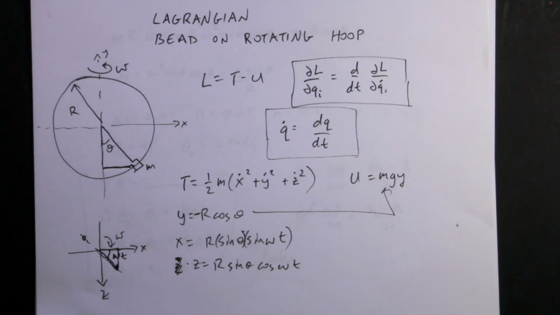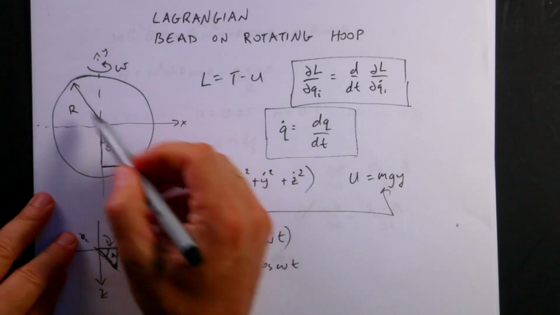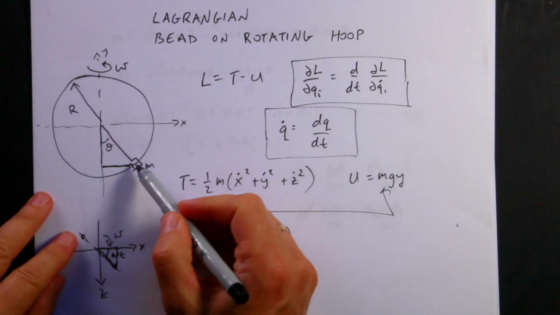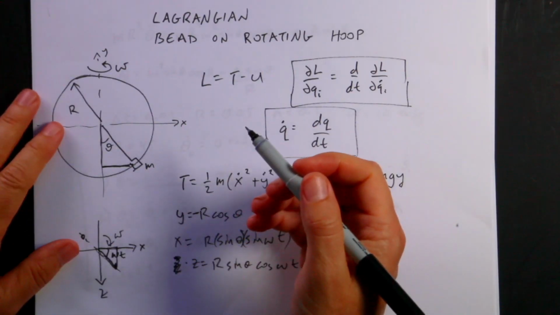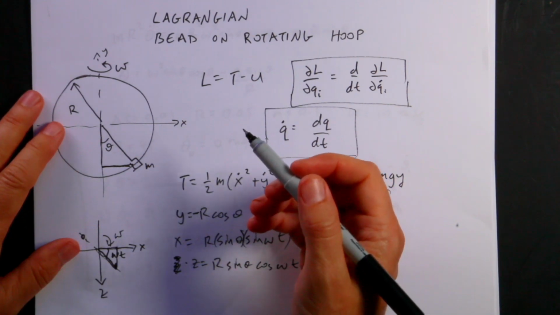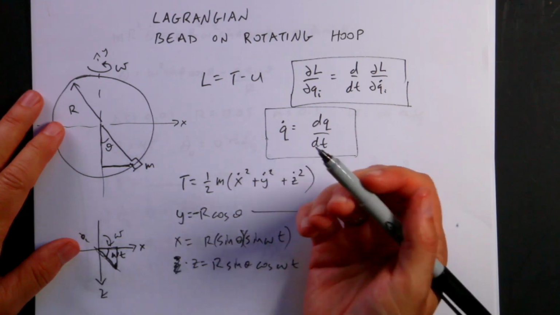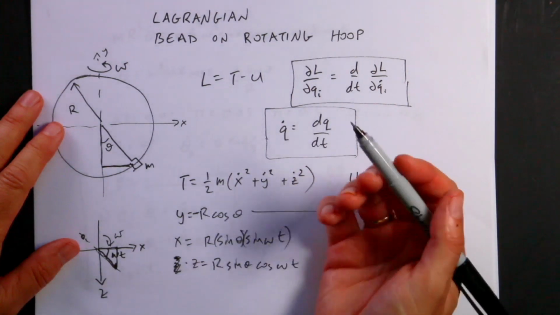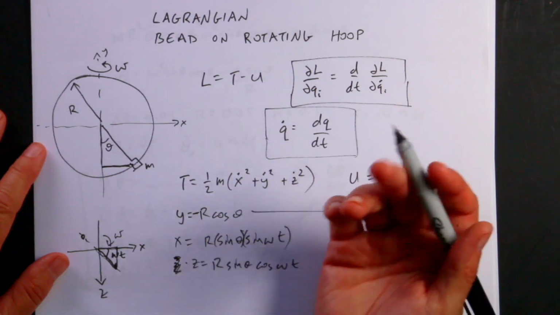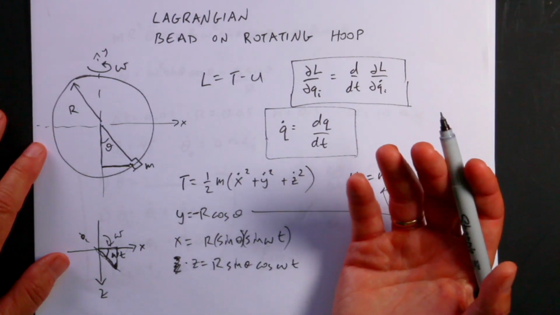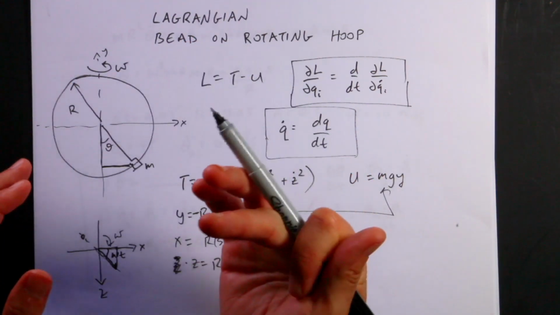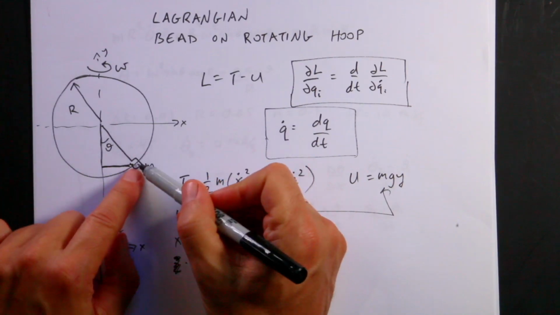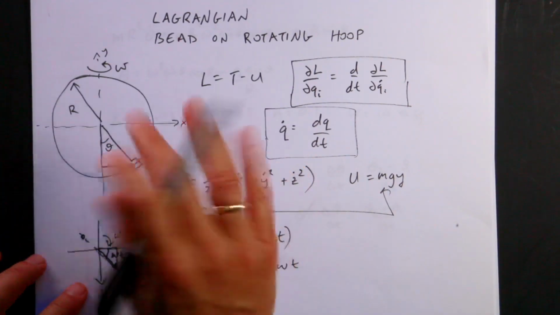Okay, so here's the situation. I have this hoop and I have a bead. Now, in this case, how do you solve a problem like this? You can't use Newtonian mechanics, because Newtonian mechanics says, hey, what are the forces acting on the object, and what's the acceleration due to those forces? So in this case, I have this weird equation of force of constraint, right? Because the bead can only move along the hoop, but the hoop's spinning too.